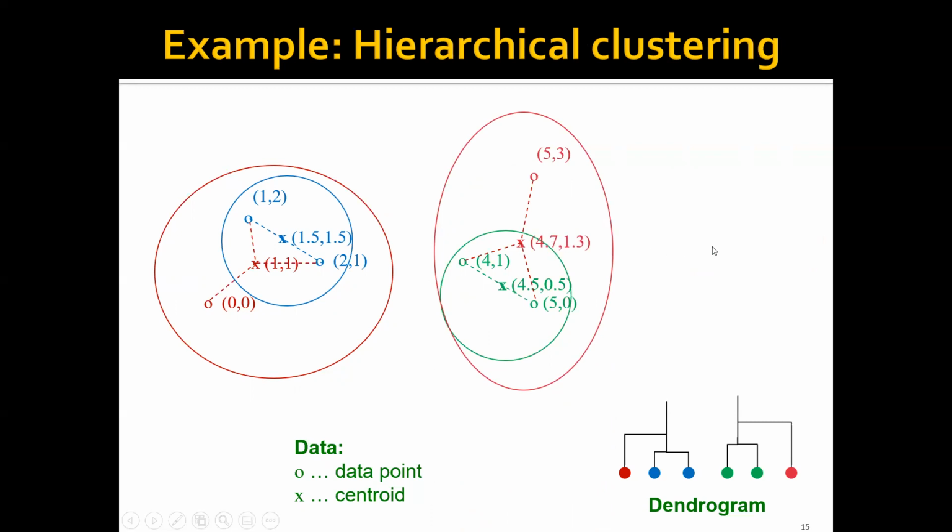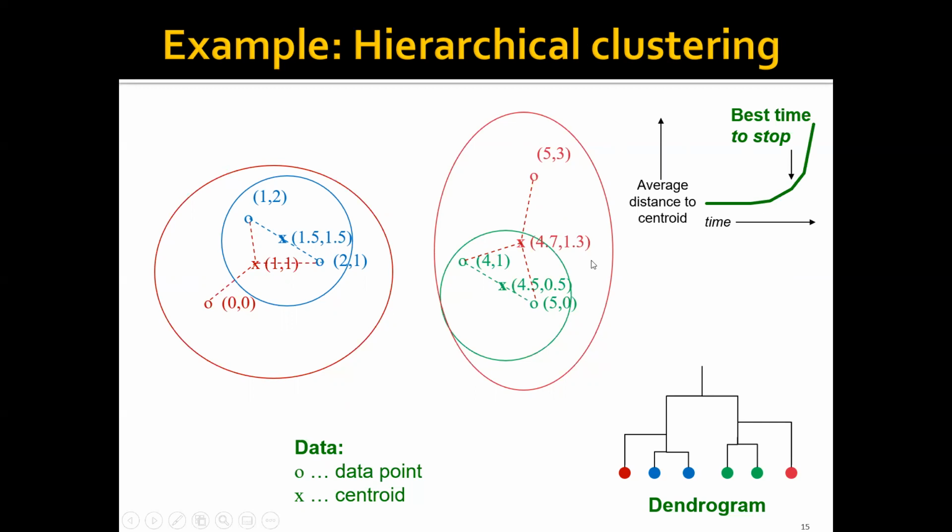So when is the best time to stop? Of course, you can just go ahead and merge these 2 largest clusters, but then it will be meaningless because it will just be one cluster containing all the points. So usually, one idea is to record the average distance to the centroid along the time you're performing this algorithm. And the best time to stop is when you see a dramatic increase of the average distance. And in this case, it's probably when you get the 2 largest clusters.